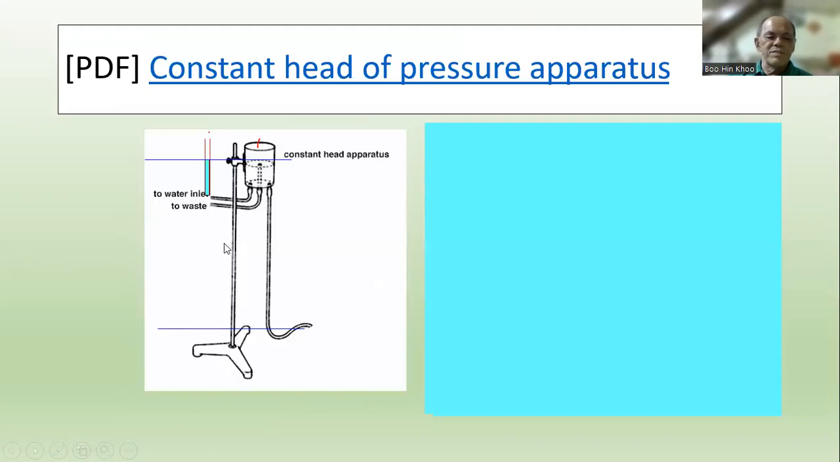This is a more sophisticated instrument. This one is made of copper. And the tube is all set up for you. Constant head of pressure apparatus. You can join it to a tube there, this funnel, so that you can see the level of water. As this one goes down, this one will go down. Then you can measure the height.